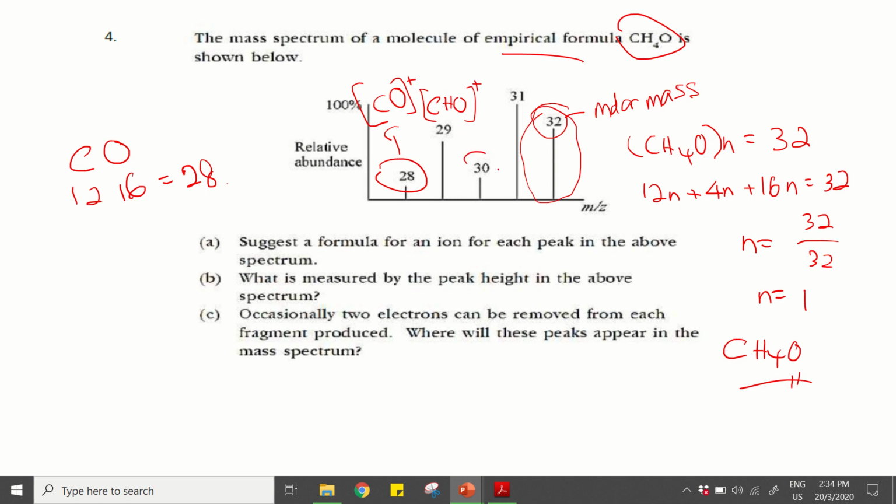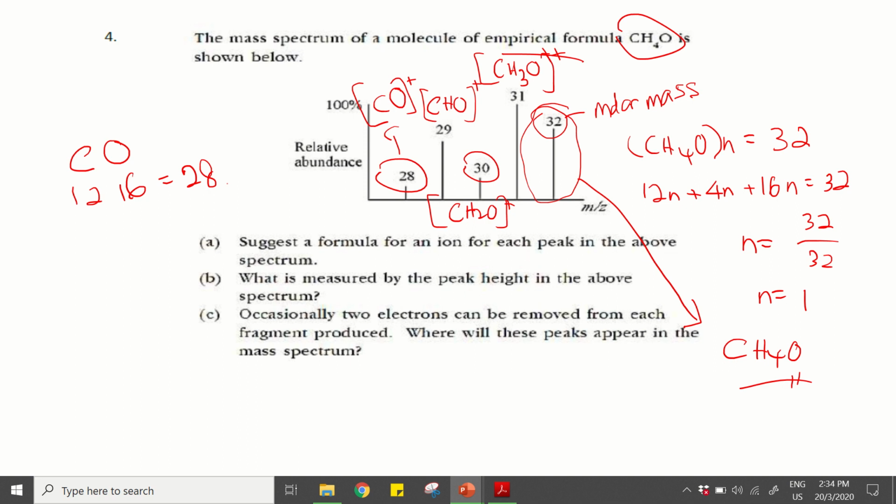30, you get another H, so it's CH2O. Okay, 31, CH3O, and of course, positive. 32, the final one, which is the whole molecule. We call it the molecular ion peak, or an M peak. So this is CH4O. So these are the fragments for A.